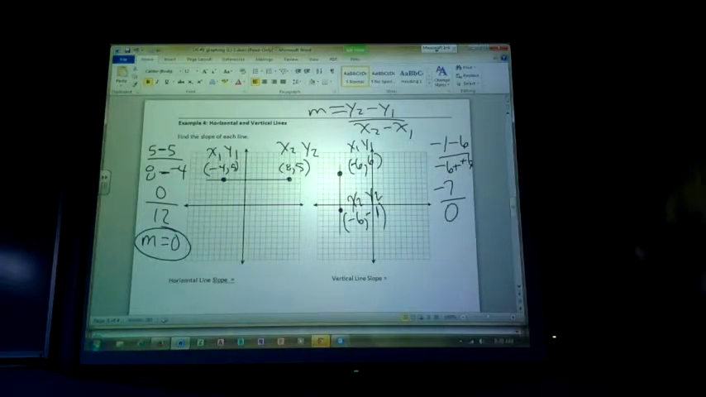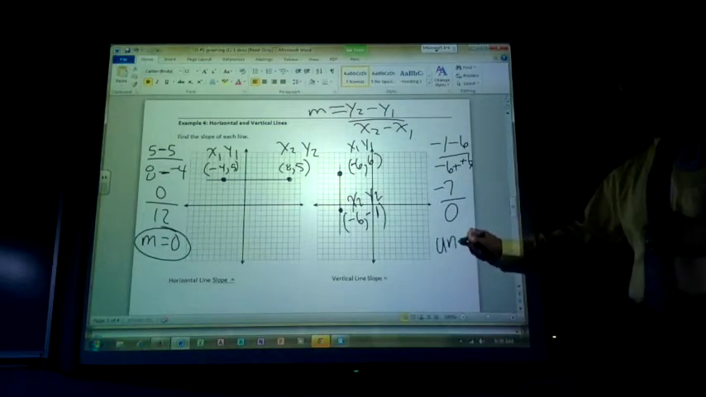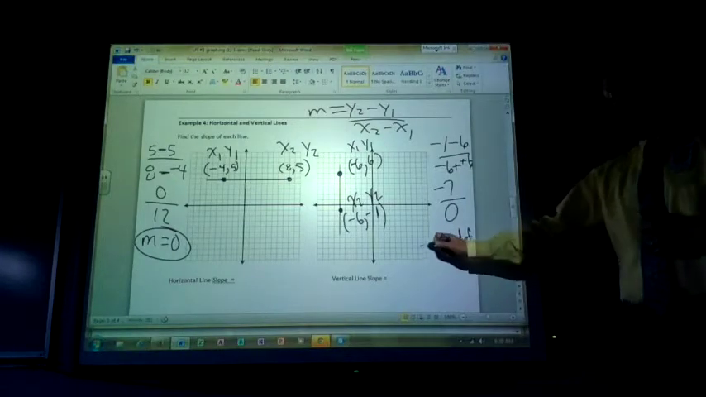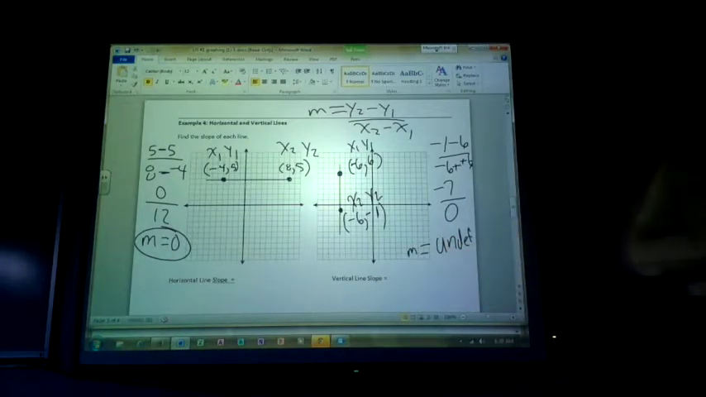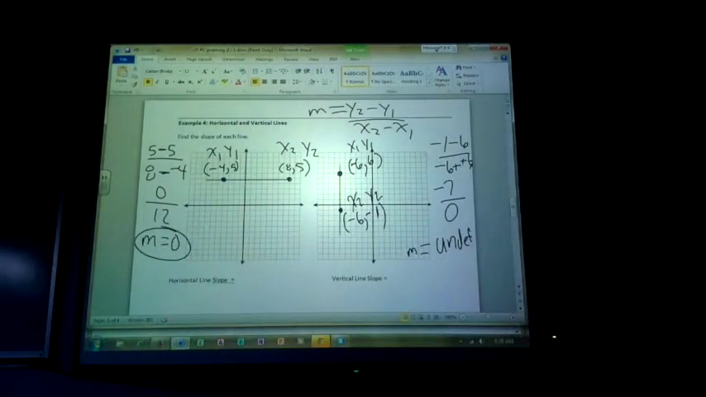Now I'll tell you, if you go on your calculator and type in negative 7 divided by 0, it's going to give you an error. Or it's going to say something about domain or something like that. This is actually undefined. So the slope of a vertical line is undefined, with repeating x parts. Horizontal is 0, with repeating y parts. Vertical, undefined, with repeating x parts.